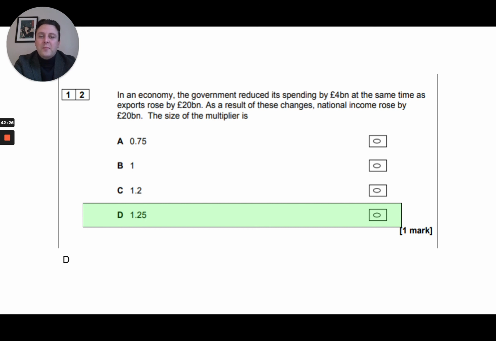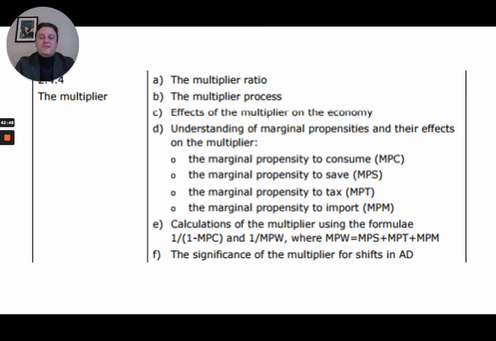So remember, exports, what are they? They're an injection. The government has reduced its spending by 4 billion, so think about that. So that's also a leakage.